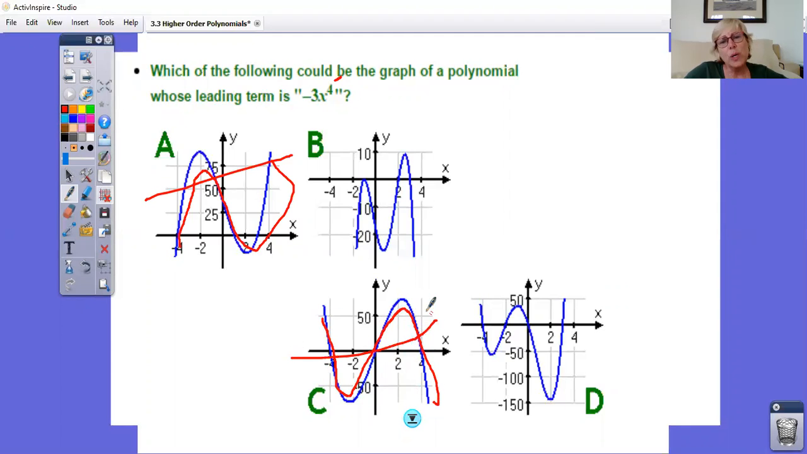No, I'm going to eliminate A and B because the degree 4 indicates there needs to be 4 paths or 3 turning points. But now I'm left with B and D. I'm going to look at my leading coefficient, -3. So right here, I can see my end behavior is going down, so B is going to be my answer. If my leading coefficient had been positive, I would have chosen D.